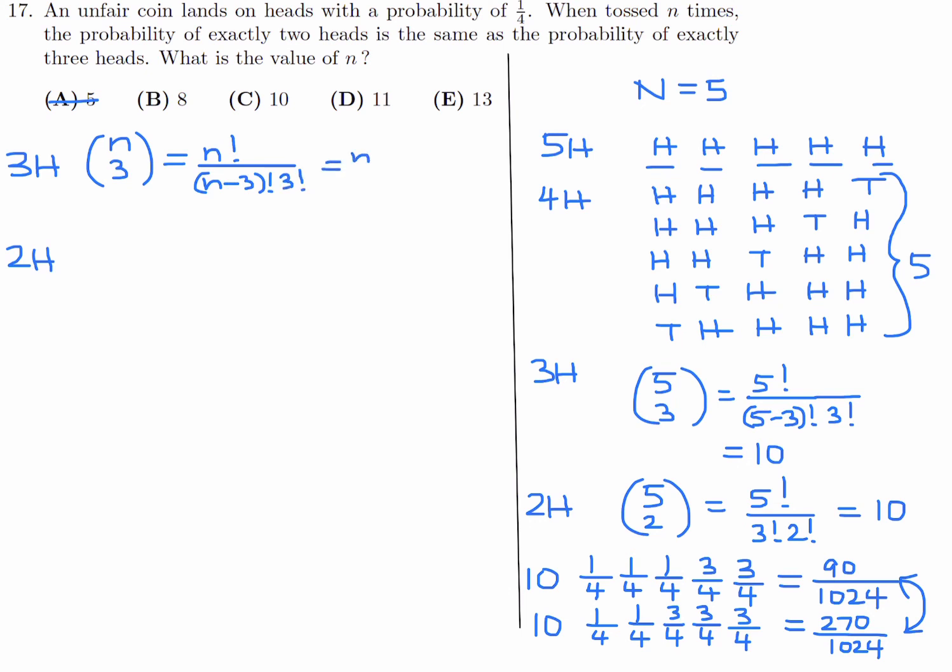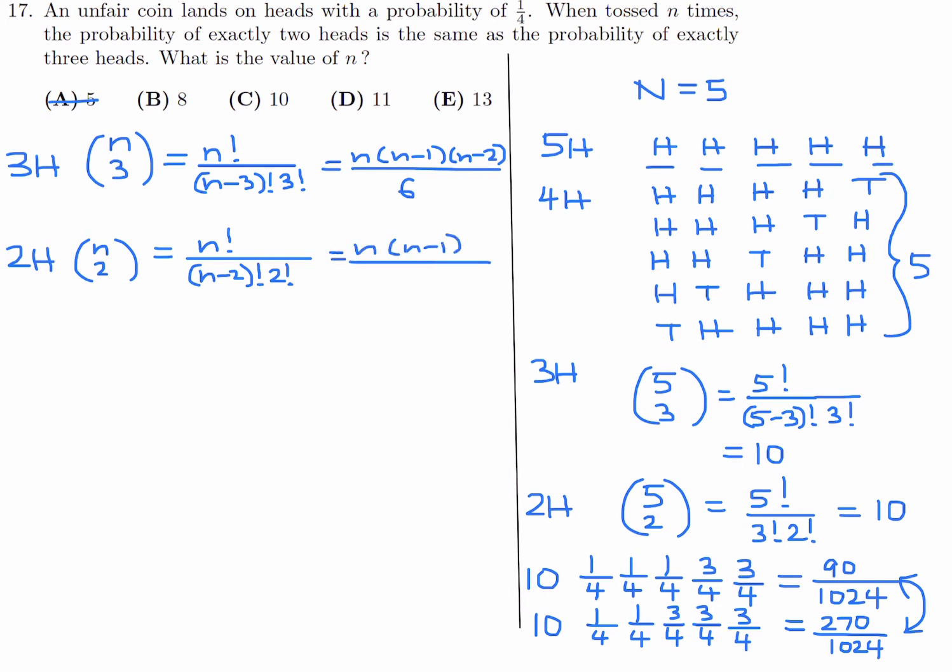And when you simplify this, it becomes n times n minus 1 times n minus 2 all over 6. All right. How do we get 2 h's? Well, from n, choose 2. And that is n factorial over n minus 2 factorial times 2 factorial. And that is n times n minus 1 over 2.